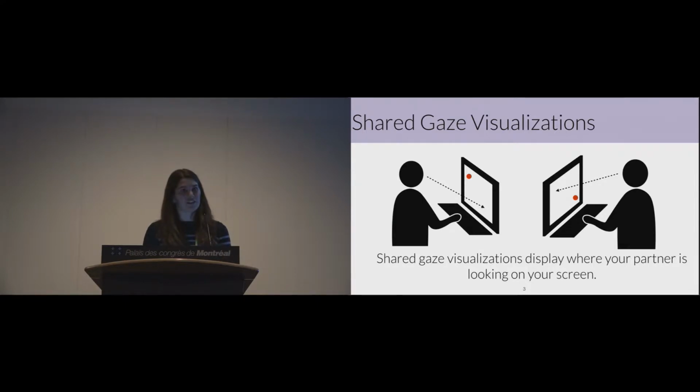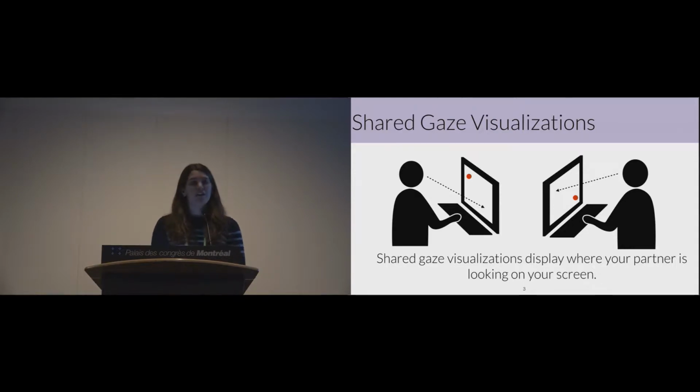And to address these challenges, we, along with other researchers, have been developing techniques that integrate gaze information into distributed settings, called shared gaze visualizations. This involves collecting eye movement data from both participants in a pair and displaying information about where one participant is looking to their partner. So you'd be able to see where I'm looking, and I can also see where you're looking.